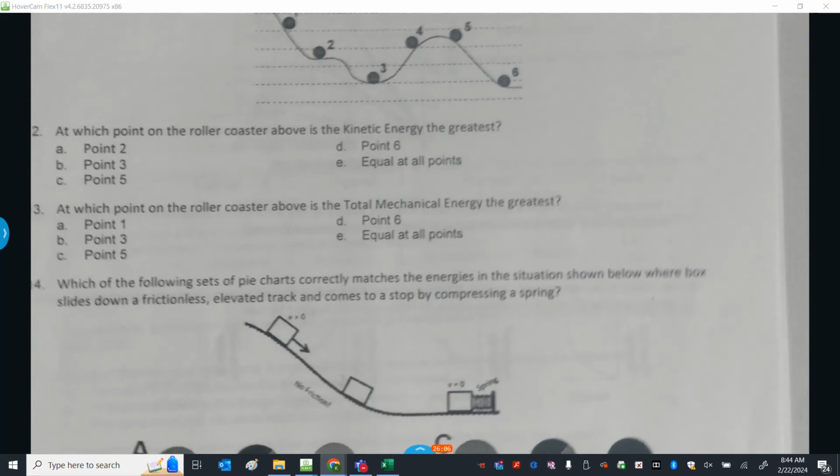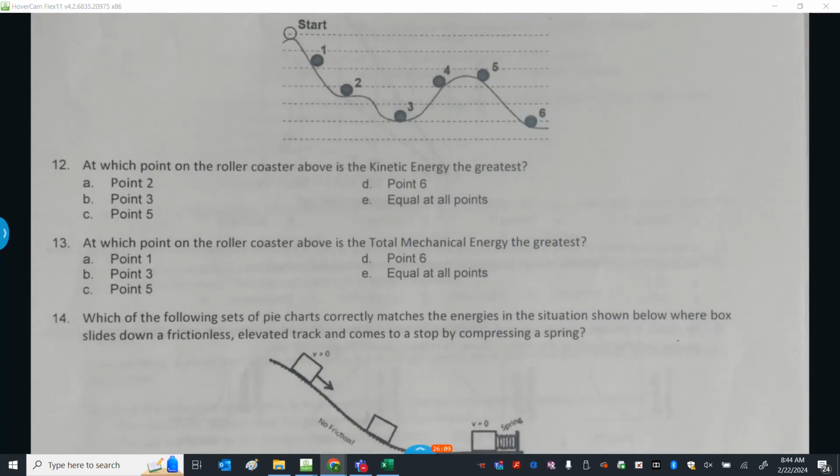My last class did, but nobody in here did. It says, at which point on the roller coaster above is the total mechanical energy the greatest? I'm glad nobody fell for it. Your total mechanical energy remains constant throughout.